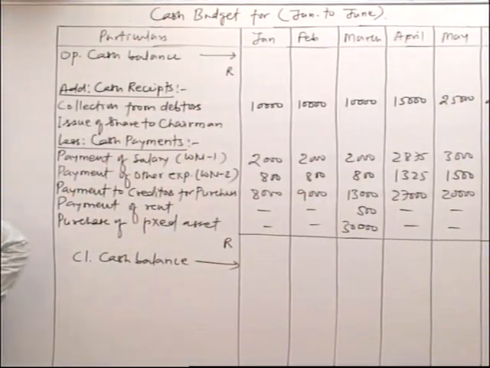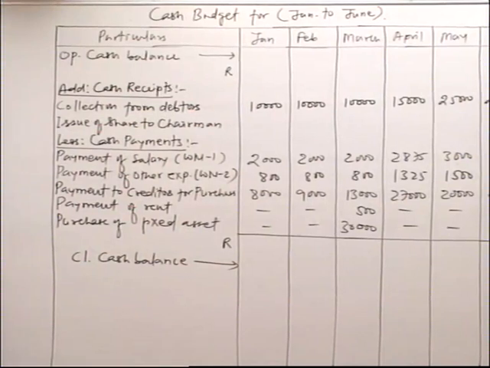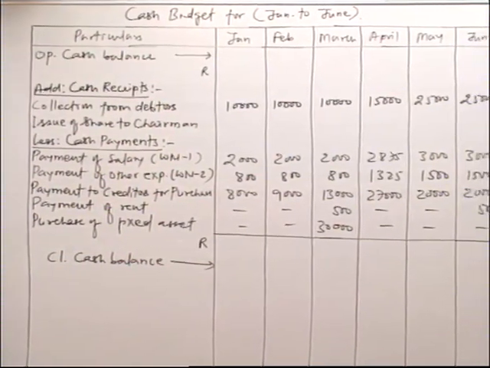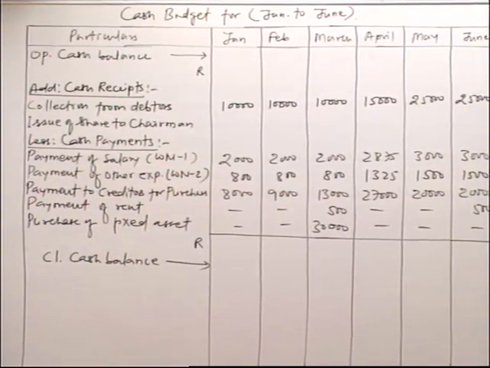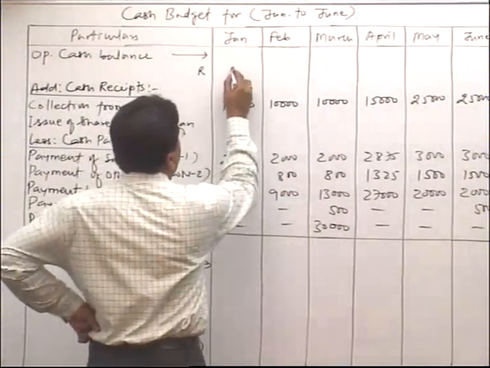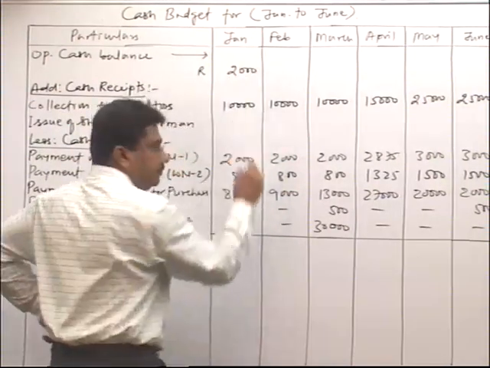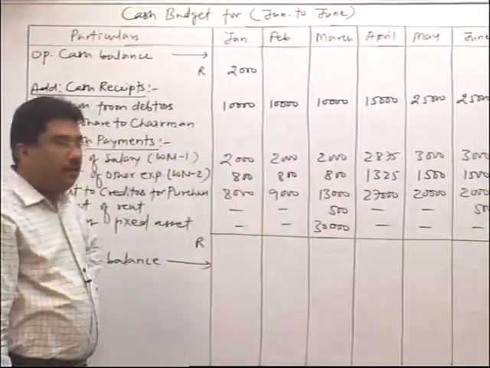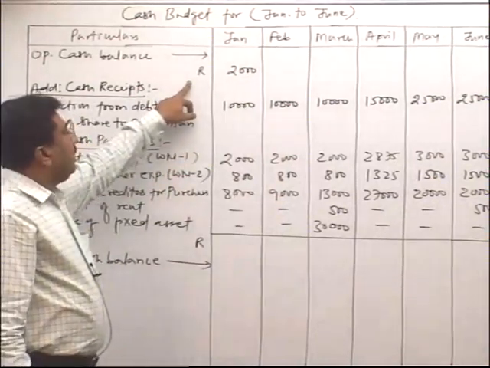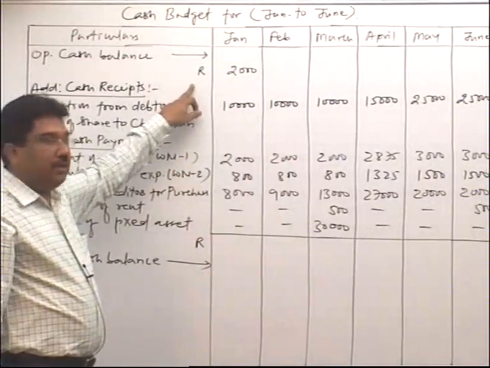Now please see the opening cash balance given in the question. See the balance sheet. Cash on hand of December is 2,000. So opening cash balance of January will be 2,000. So please write against this R, it is 2,000. R means rough. Right now we are treating it as rough opening balance.